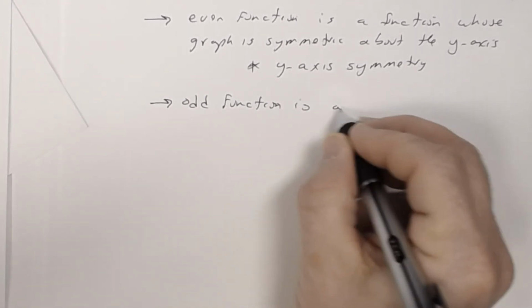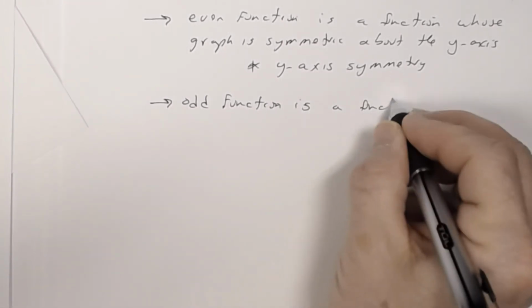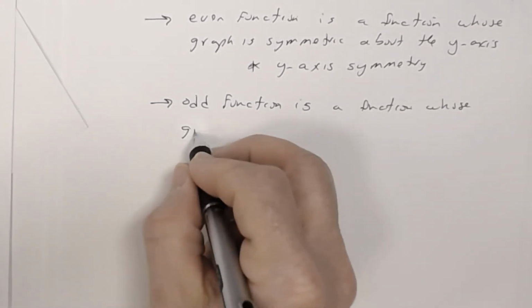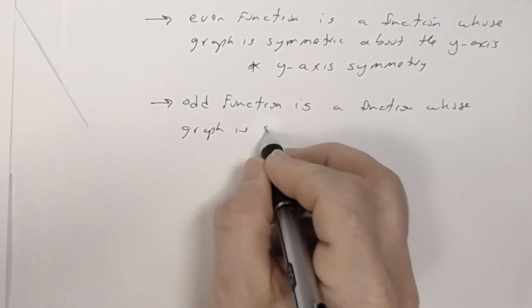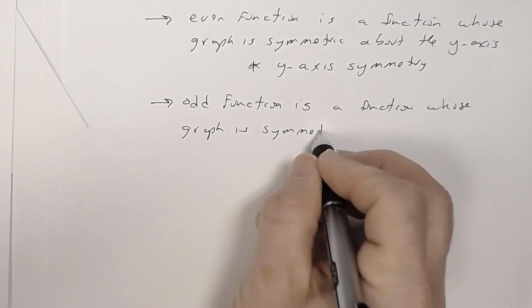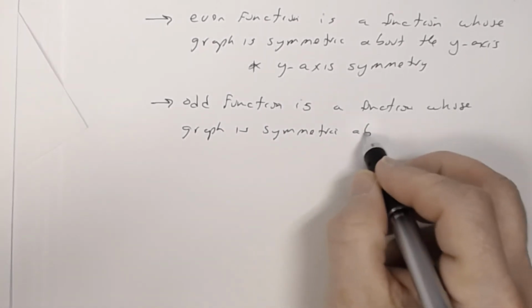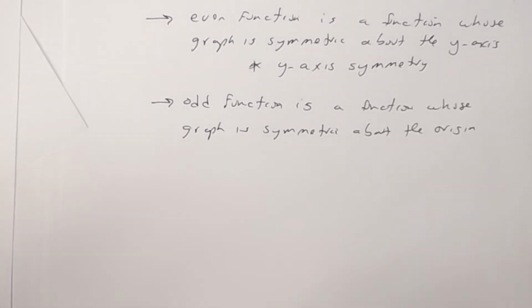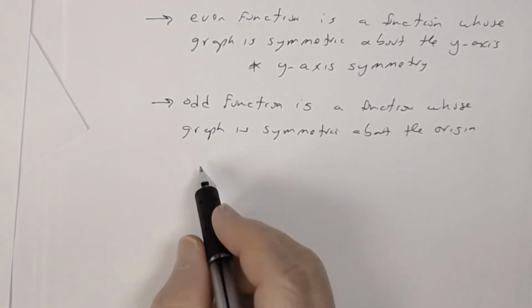is a function whose graph is symmetric about the origin. Okay, and so it's symmetric about the origin. Okay, now, so basically we said this.